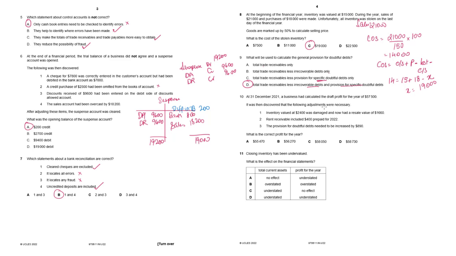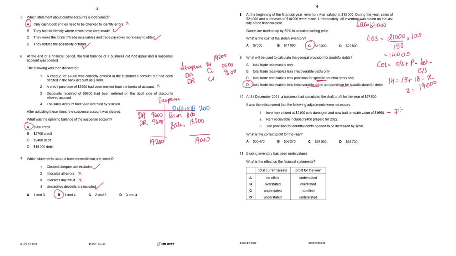At 31st December, a business had calculated a draft profit of 57,500, then discovered the following adjustments were necessary. What is the correct profit? Inventory valued at 2,400 was damaged and now had a resale value of 1,660. So if closing inventory is reduced by this amount, this will reduce the profit.